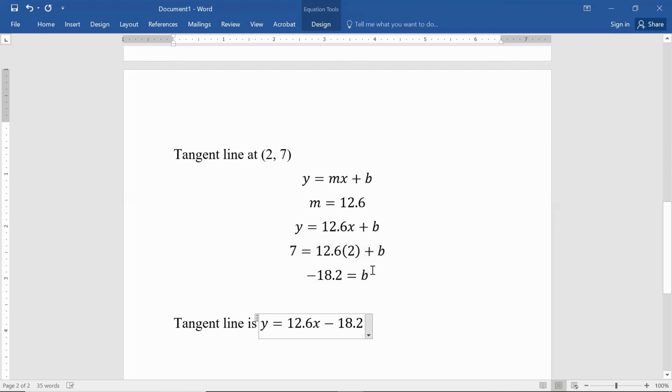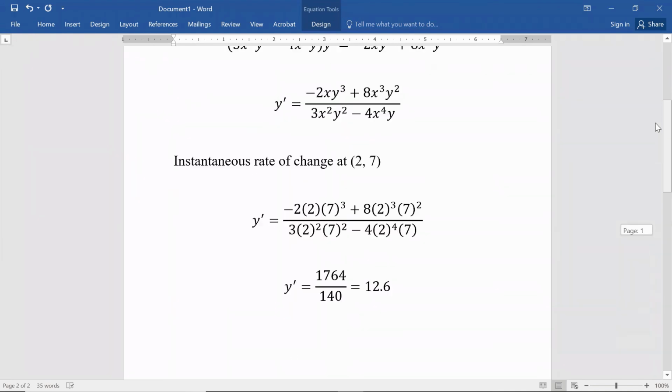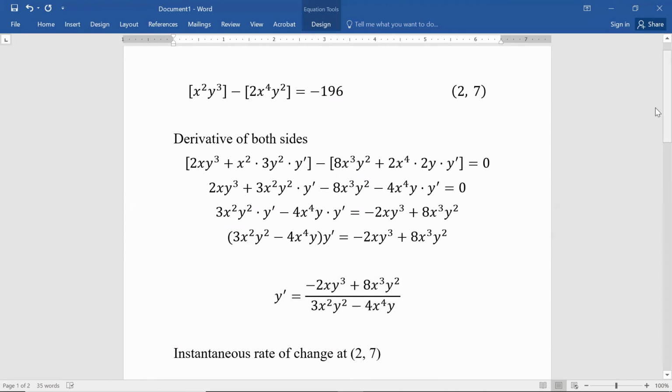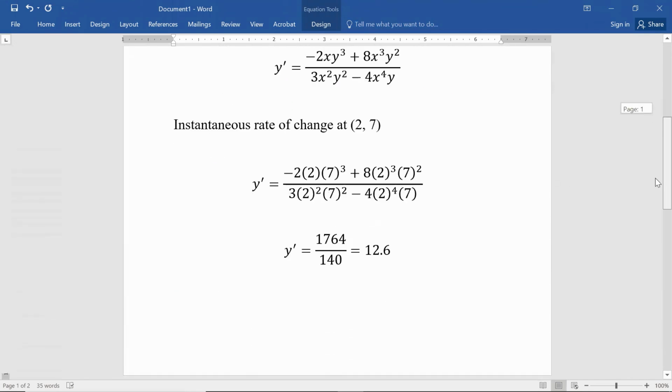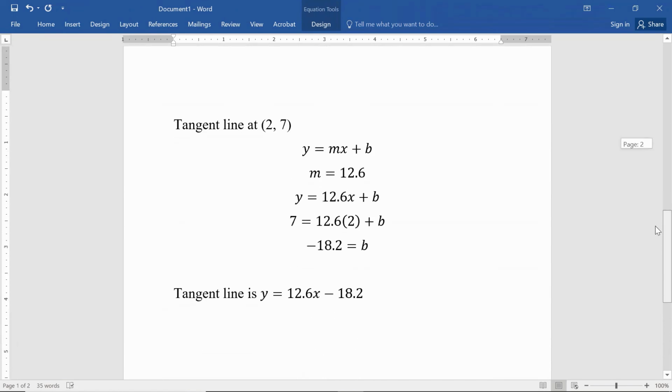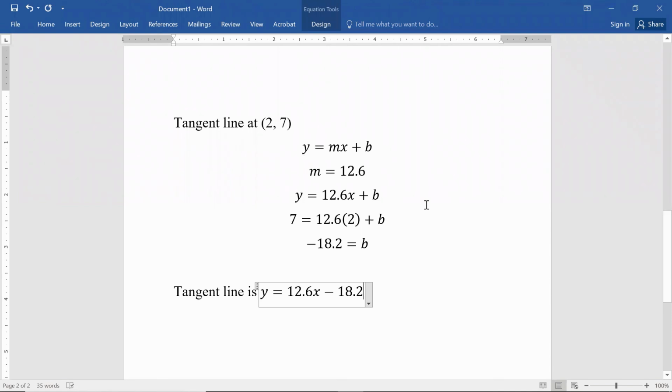That took me a minute to actually find using implicit differentiation. That took me a minute to find the derivative. But once we have it, it's a fairly straightforward process to say what's the instantaneous rate of change at that point. Well, that's what y prime is telling you. And then understanding that that instant rate of change is the slope of the tangent line.